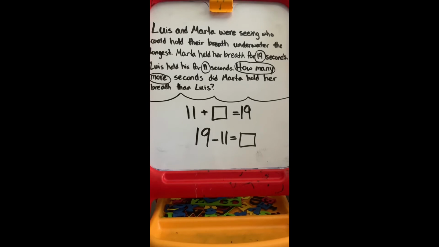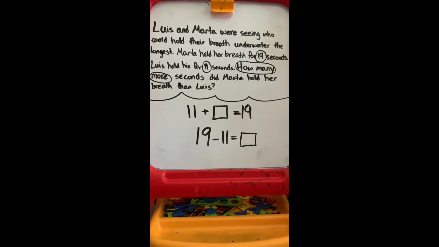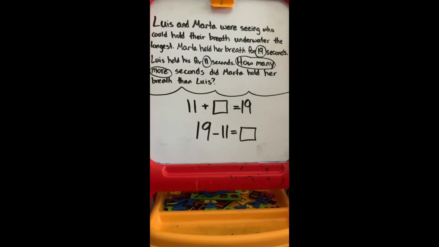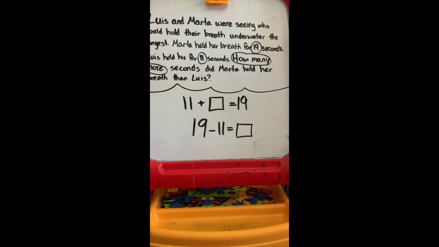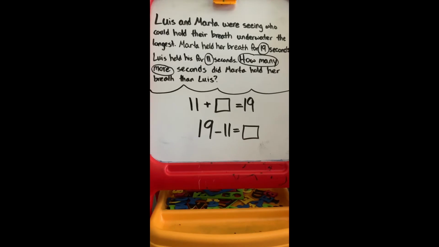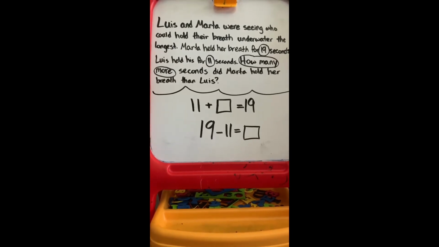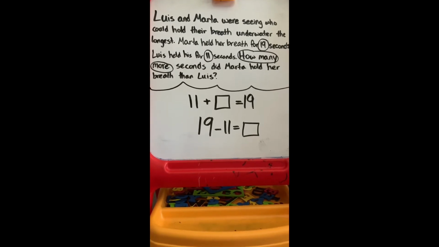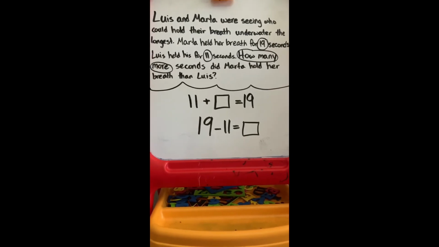All right, I have set up my problem 2 different ways. You do not have to do it 2 different ways. You can choose to solve whichever way makes more sense for you. When we look at this problem and I see that Marta was for 19, Luis was for 11, and they're asking me how many more was Marta.